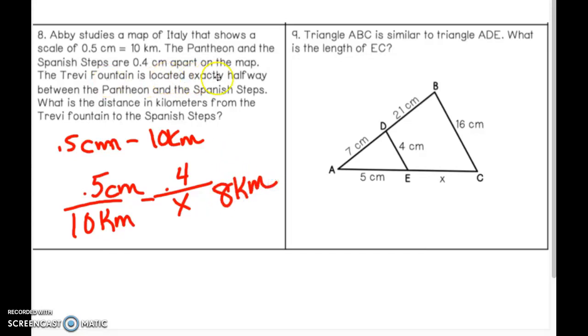So the Trevi Fountain is exactly half. What is the distance in kilometers from the Trevi to the Spanish? Half of that would be, divided by 2, 4 kilometers.